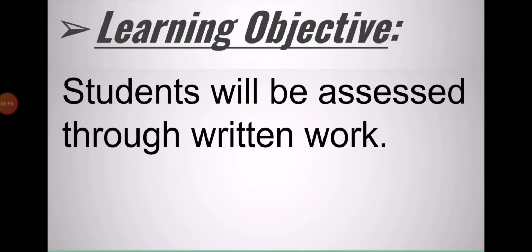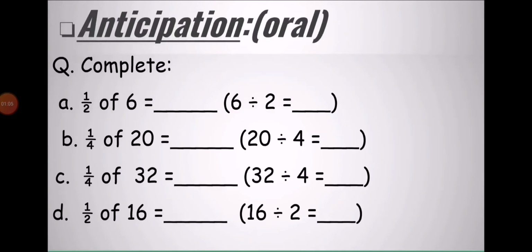Now, our learning objective. Students will be assessed through written work. So today is your written work assessment on challenge book page number 44. Anticipation, it's an oral. Complete. This is the question. A. 1/2 of 6 is equal to dash. 1/2 means half. It's a fraction. So we have to find out half of 6 is equal to dash.